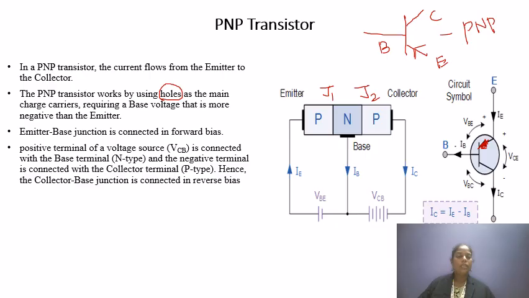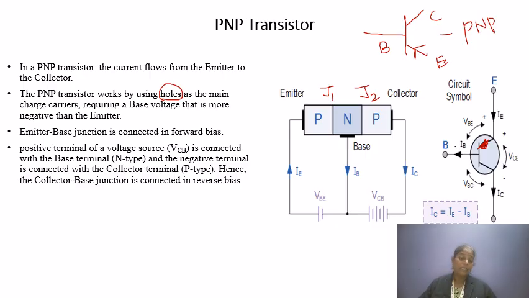So holes require the base voltage that is more negative than the emitter. So the base voltage, see this is a negative one, the base voltage is more negative than the emitter. Yeah, so if we compare these two, it is more negative than the, here it is, this side it is positive.